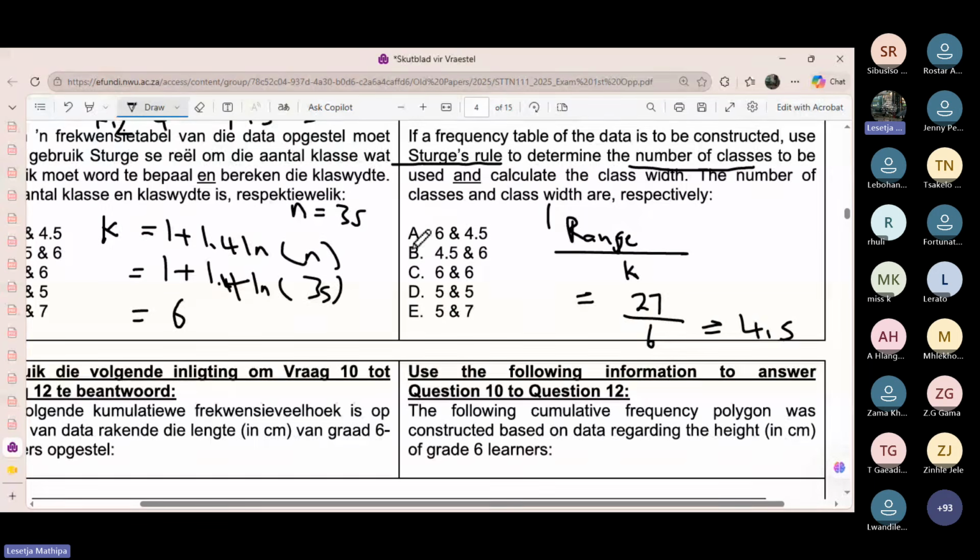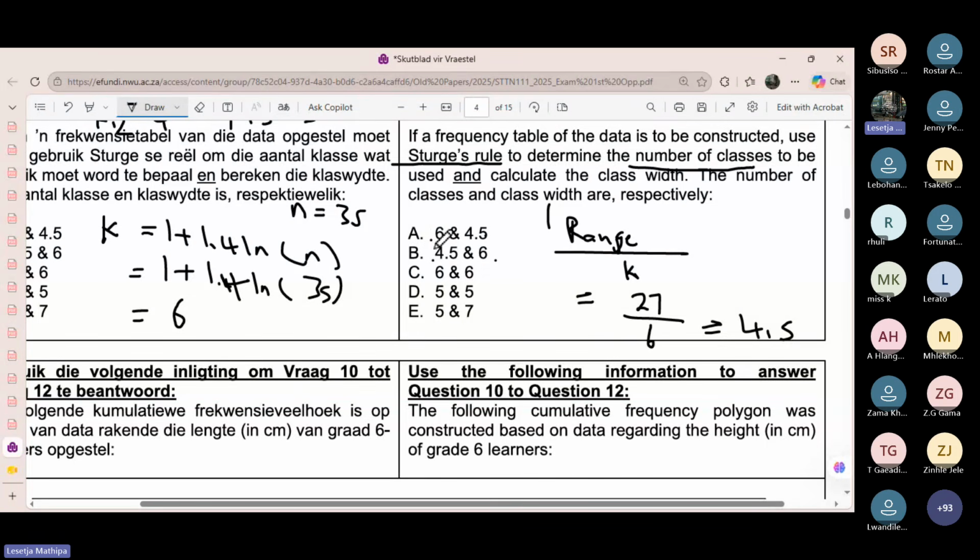So when you check, you're going to check this one, 6 and 4.5. 4.5 and 6, no, because 4.5 is for the class width. Then what about D? What about E? No, not that one. Even C, out. The answer is between option A and B.